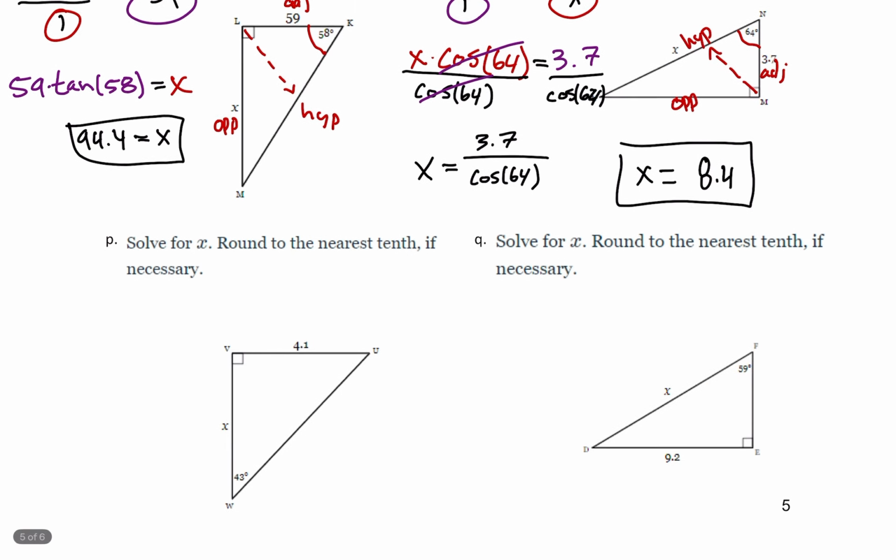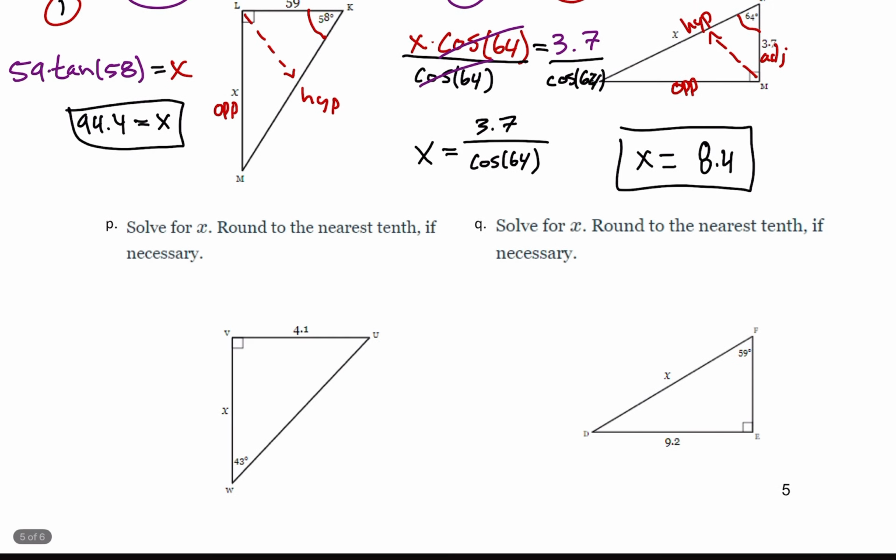Now, examples P and Q are going to be partner practice. If you're not here today, you'll just have to do those on your own and then come get them checked off. Okay, and then there's a Delta Math online.